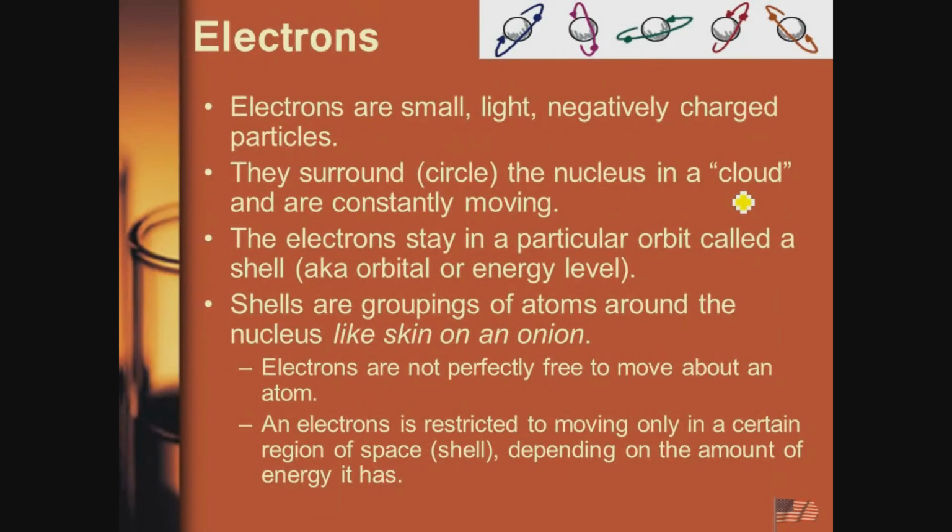We know they're small, have very minimal mass, and are negatively charged. They surround the nucleus in a cloud and are constantly moving. They stay in the orbit or shell that they're in. When they jump shells is when you actually have some chemical activity going on. If you think of it as an onion skin, the layers go on top of each other as the electron number gets larger and larger.